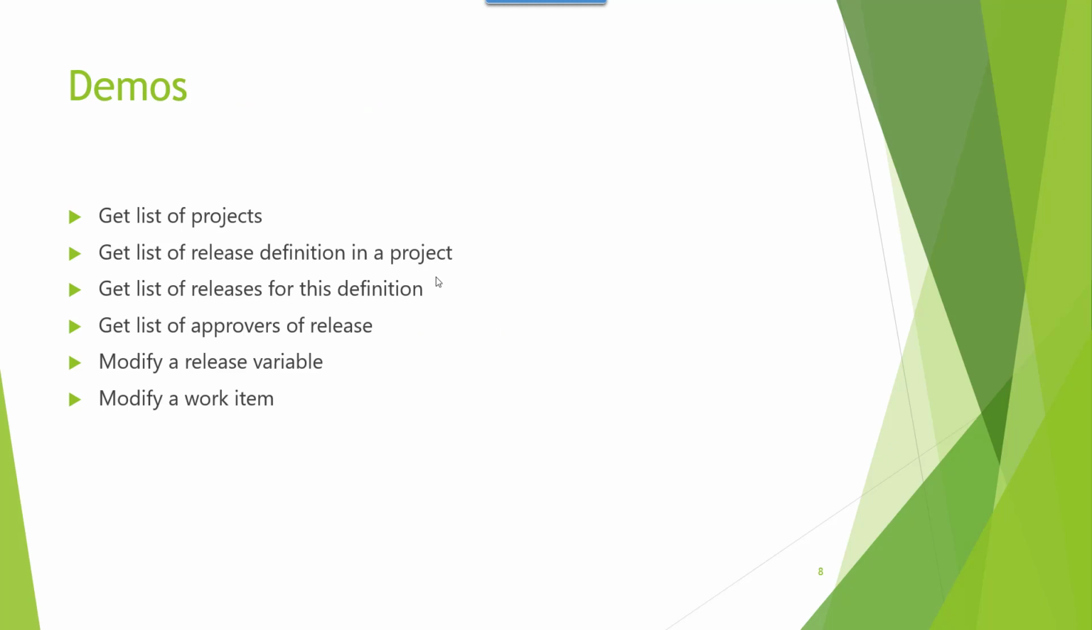So we'll call, for example, the REST API to get a list of projects in your account. We'll call the REST API to get the list of releases attached to your particular project. We'll get the list of releases attached to this particular definition. Then we'll get a list of approvers for each of the releases. And then finally, we'll modify a release variable and we'll modify a work item just to show you how to update. So without further ado, let's go to our demos.